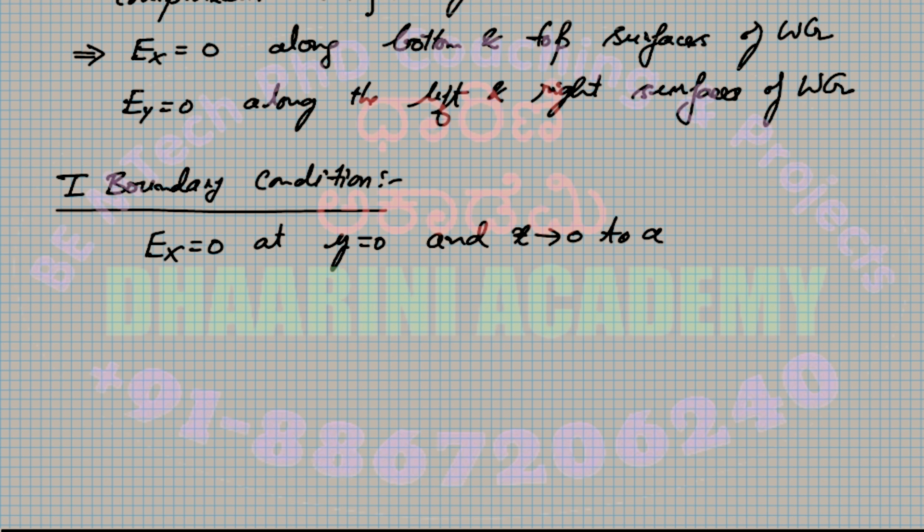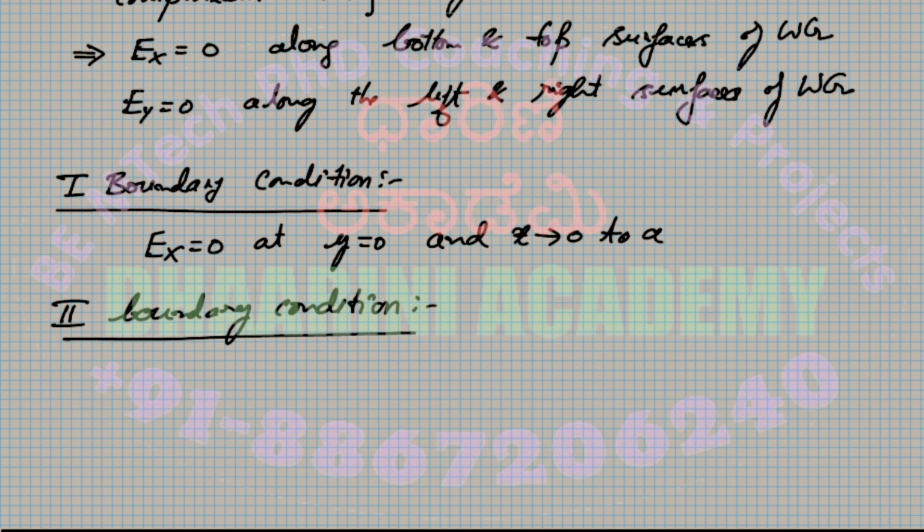No need to show the diagram again. Let me proceed further. Directly I'll write. So this is the second boundary condition. I'm going to apply this to the left side wall. Left side means it is Ey. Ey is 0, no y component, for the left side wall, where x becomes equal to 0.